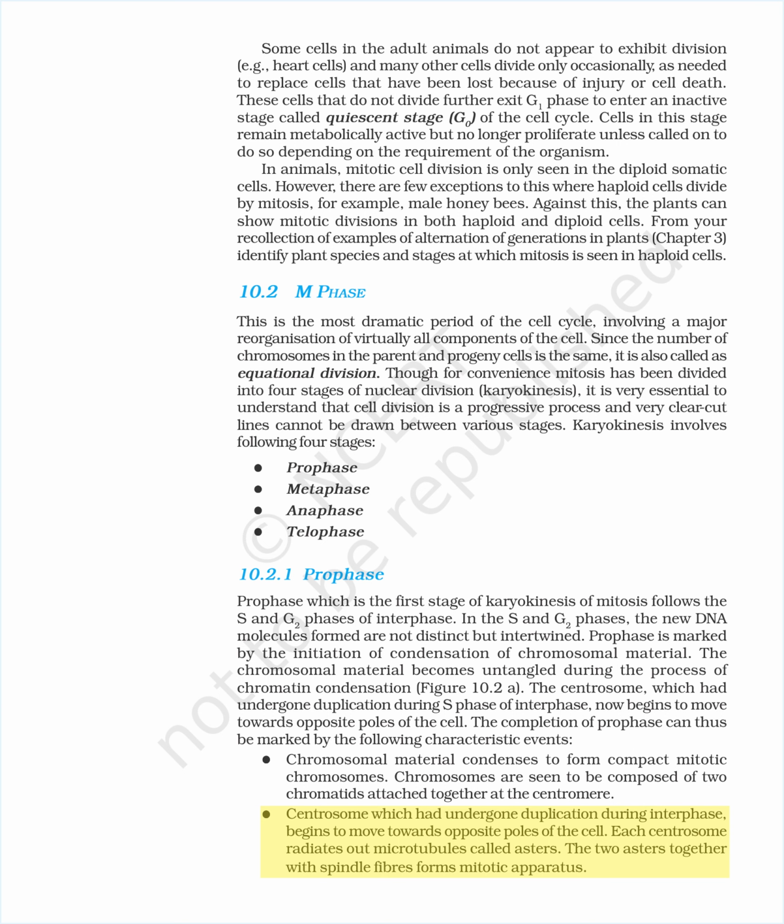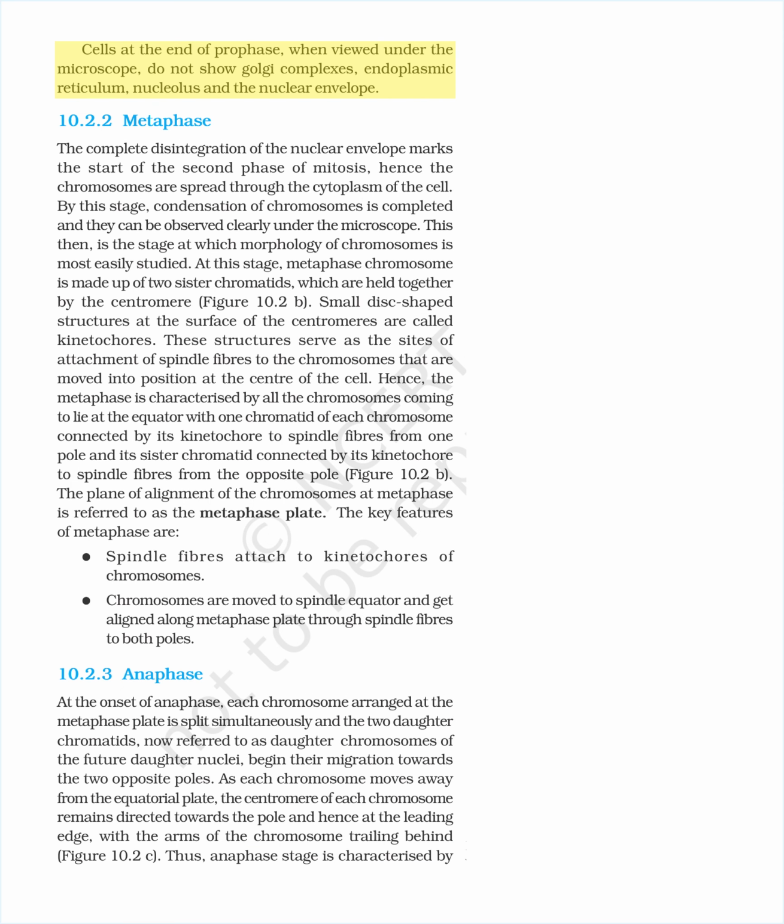Each centrosome radiates out microtubules called asters. The 2 asters together with spindle fibers form the mitotic apparatus. Cells at the end of prophase, when viewed under the microscope, do not show Golgi complexes, endoplasmic reticulum, nucleolus, and the nuclear envelope.